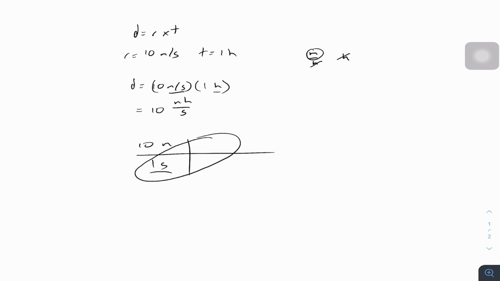So we need this to be some number of seconds, and we need the bottom to be hours. And when we multiply, if the bottom is hours for the second section right here, when we multiply it to 10 meters per 1 second, we'll get hour at the bottom as well. So the bottom needs to be hour.